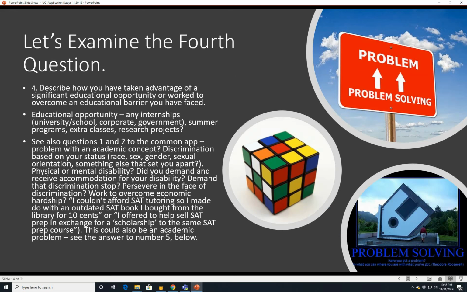Describe how you've taken advantage of a significant educational opportunity or worked to overcome an educational barrier you have faced. Educational opportunity. Have you had any internships, university, school, corporate, government, where you worked over the summer, or any summer program, extra classes, research projects, anything you worked on for extra credit for a course, or just independent studying that you did? Maybe you have a really great library in your town, so you took advantage of the library.